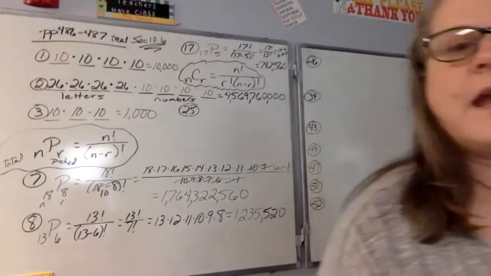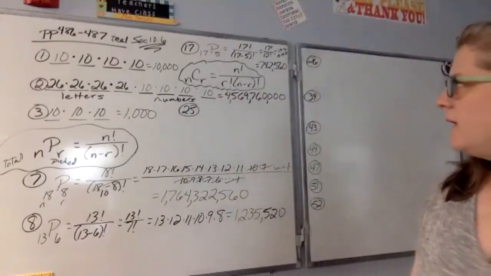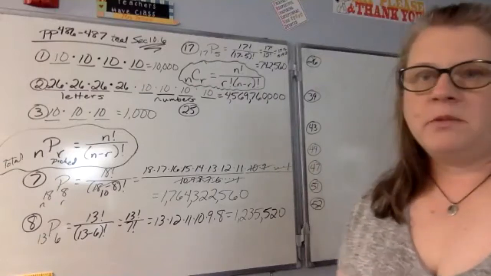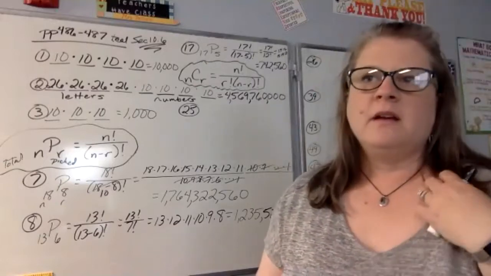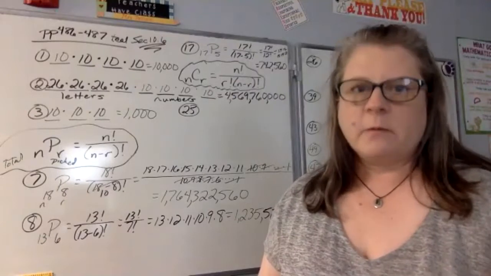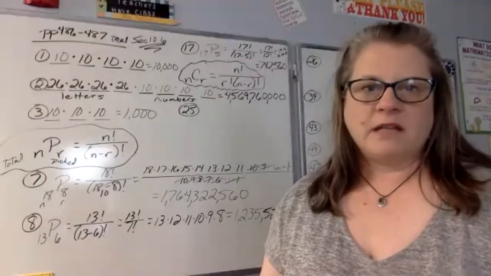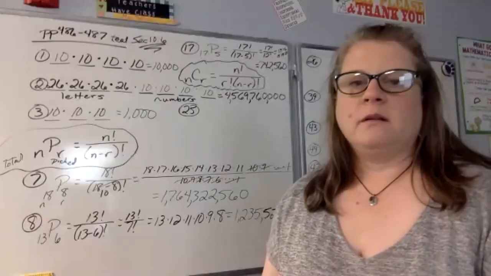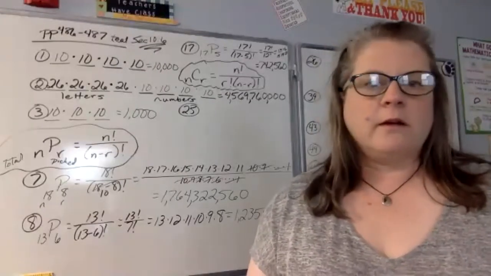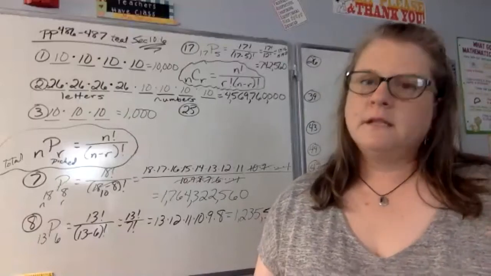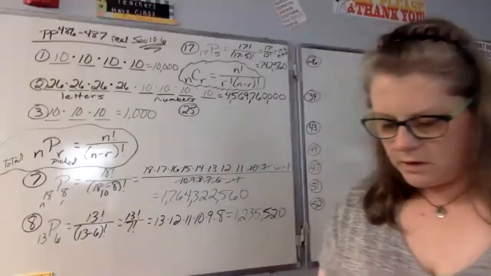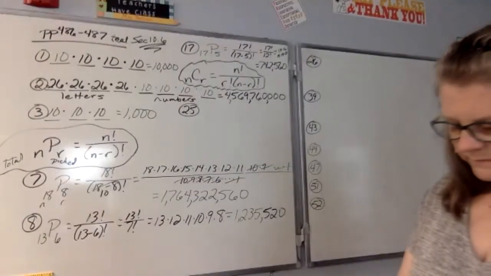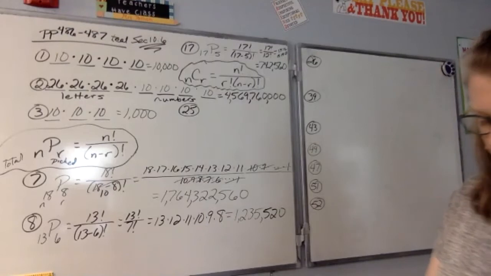If I'm putting people, like I said, on a team and there's no order for the team or whatever, then it's a combination. Everybody's still on the team, okay? If I was putting baseball players in a batting order though, would the order matter? Yes. So if it's order, it's permutation. If it doesn't have order, it's combination, okay?